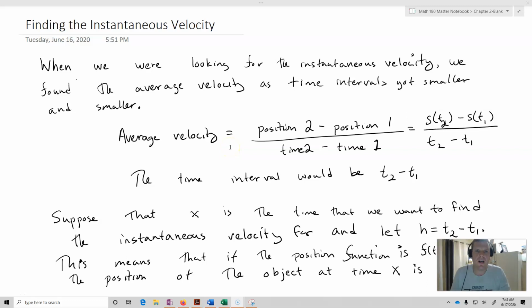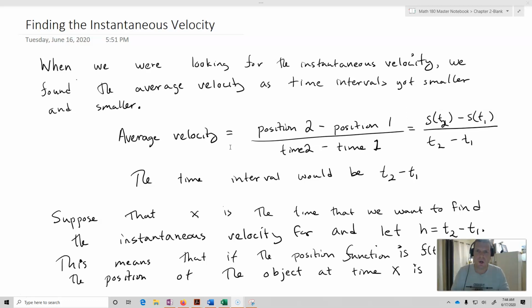So in this video, we're going to talk about finding instantaneous velocity. This is very much associated with finding the slope of a tangent line, and it's going to be a key skill that we want to develop when talking about the derivative and working with the derivative.